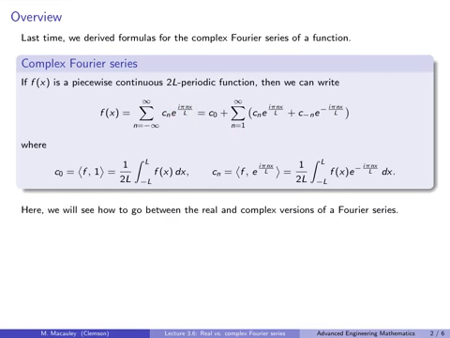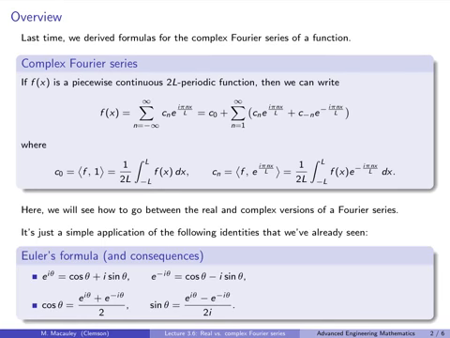In this lecture, we will see how to go between the real and the complex version of a Fourier series. So that is, if we are given the complex coefficients, we'll see how to derive the real coefficients, the ANs and the BNs, and vice versa. Sometimes it's really easy to derive one of them directly using the integral definitions, but not the other, or vice versa. And this is just a simple application of the following identities that we've already seen.